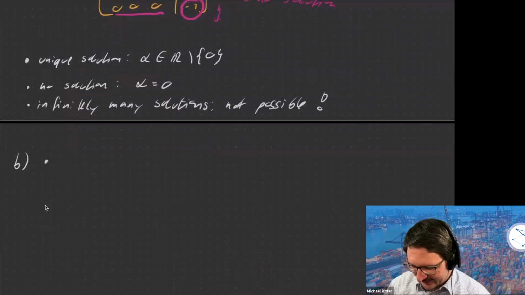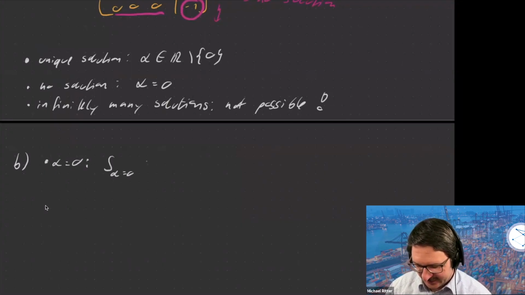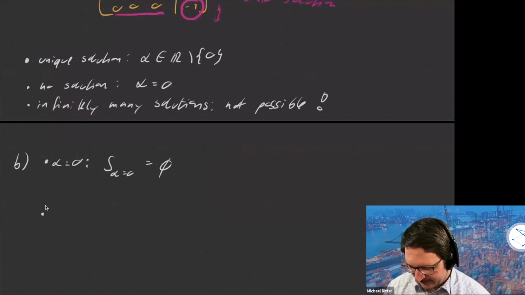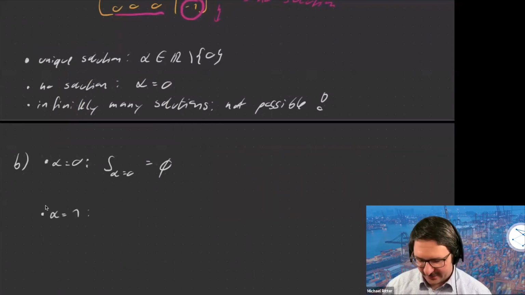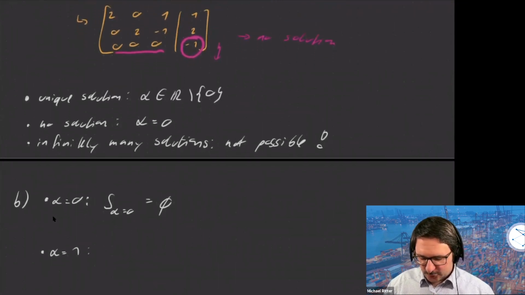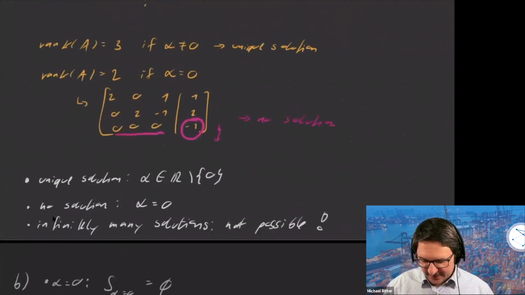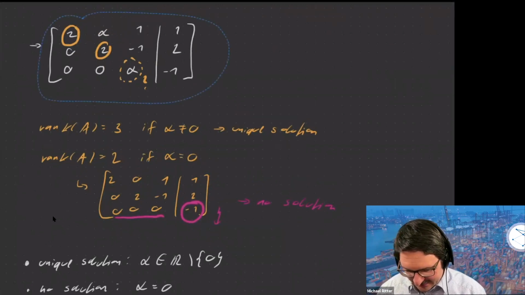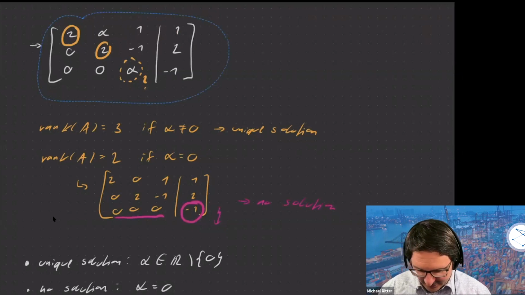One is alpha equals 0. Well, we know that already. So the set of solutions for that case here is the empty set. We know that there is no solution in that case. And for alpha equals 1, that's the second one we have to take care of. Well, we know that there will be a unique solution in that case. We just have to compute it. And to do that, we just have a look at this last echelon form here. Let's copy that.